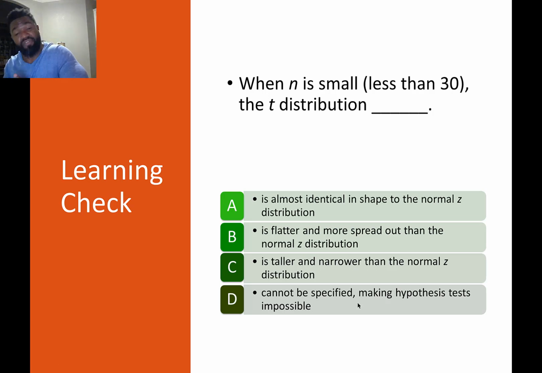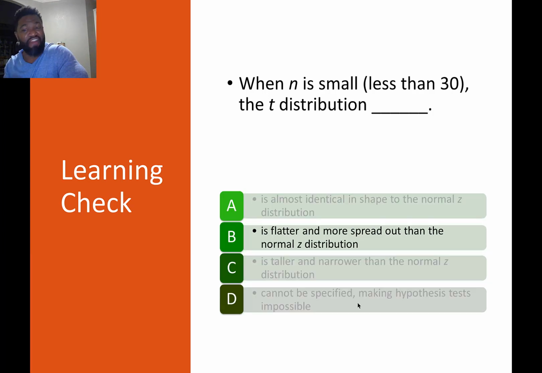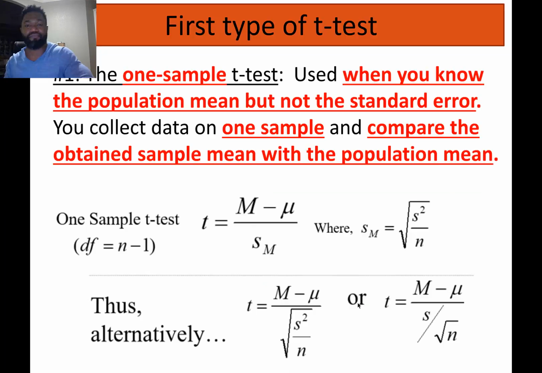Well, I said it several times. The answer for this should be B. It is flatter and more spread out than the normal distribution. That's the thing about the t-distribution relative to the z-distribution. But once you get to 30, they're basically the same.